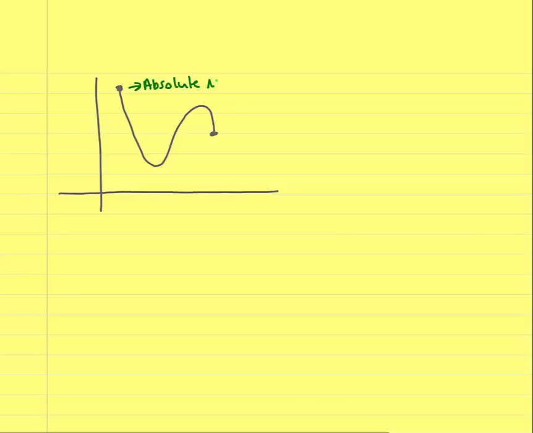It's a defined point. But this endpoint is not an absolute max or an absolute min. The absolute min occurs in the middle of the graph, or between points A and B. So this would be my absolute min. So it's not just the endpoints, but it can occur between the endpoints in a particular interval.